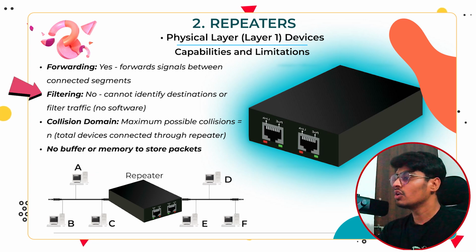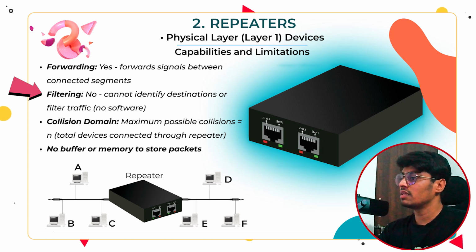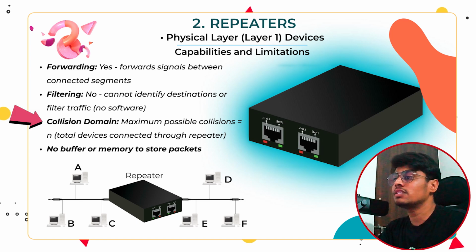Can the repeater filter? No, the repeater can't filter. Will the repeater send the signal further? Yes, it will send the signal further. Filter means we have to stop the signal, as we discussed in the cables too. Okay, now next is collision domain.